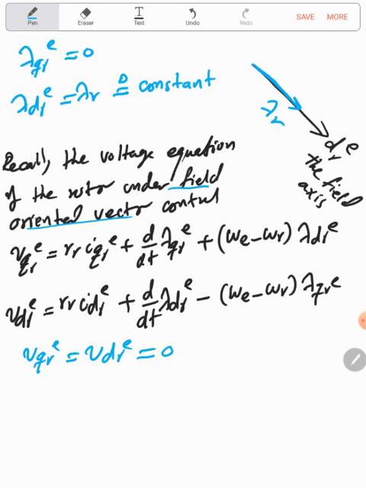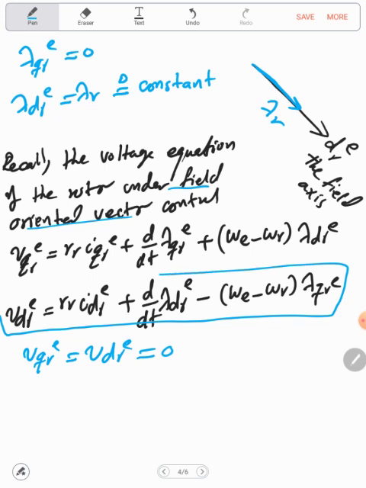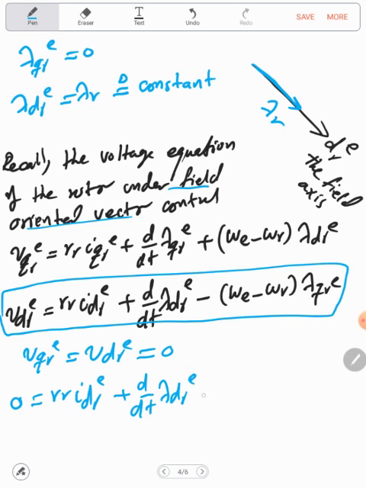So let's see what will happen to the first equation here. 0 will be equal to RR IDRE plus d by dt of lambda DRE minus omega slip lambda QRE, where simply this one is actually omega slip.